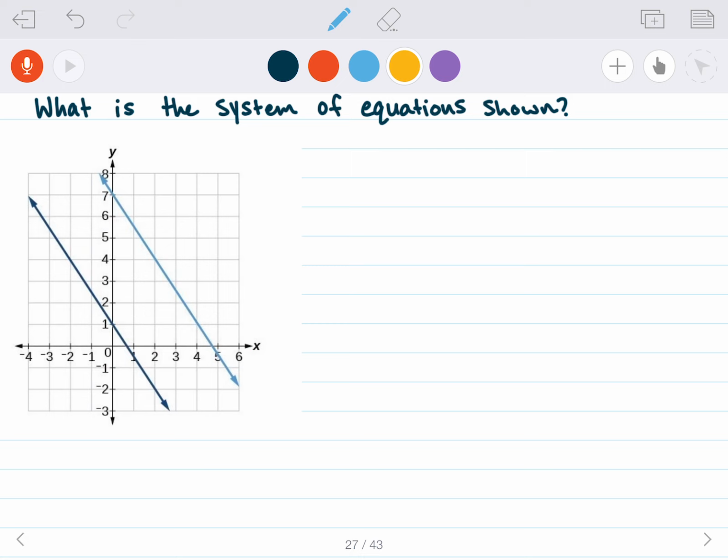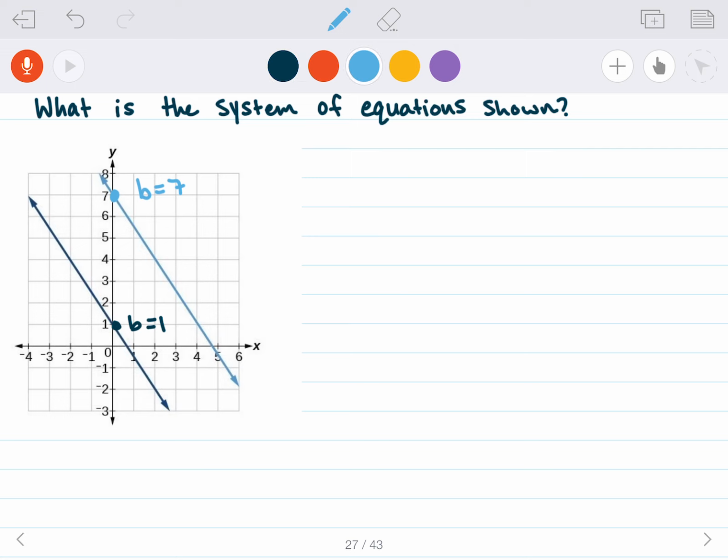Okay, what is the system of equations shown? All right, so all we have to do is find the equation of these lines, and we know how to do that pretty well by now. We know that the first thing we need is the y-intercept. So here we can see the y-intercept is 7. So my b for that blue line is 7. And we can see for the dark blue line, my y-intercept is 1.